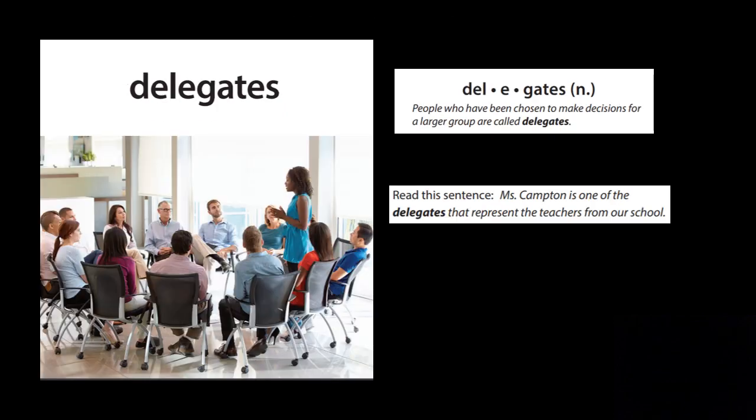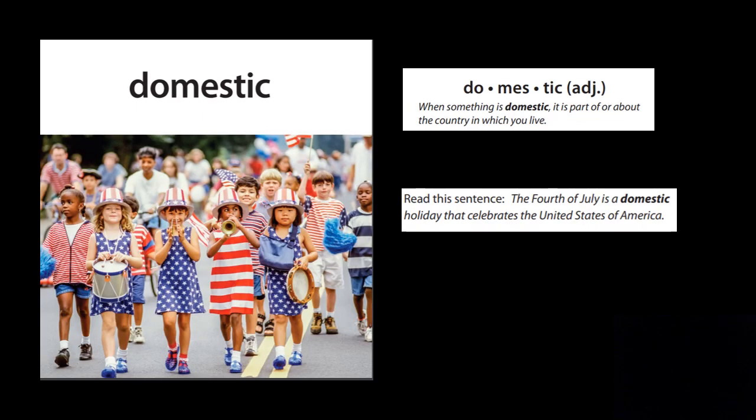Delegates. People who have been chosen to make decisions for a larger group are called delegates. For example, Miss Campton is one of the delegates that represent the teachers from our school. Domestic. When something is domestic, it is part of or about the country in which you live. For example, the 4th of July is a domestic holiday that celebrates the United States of America.